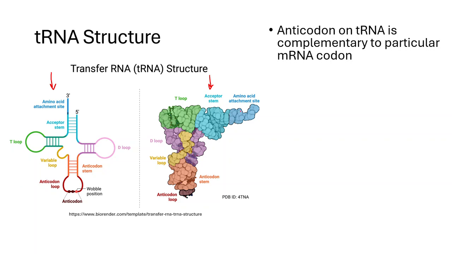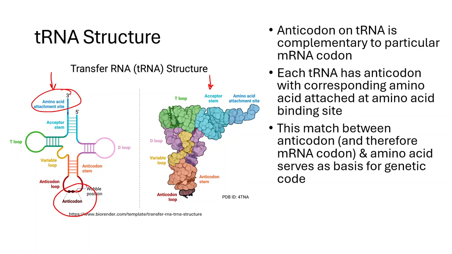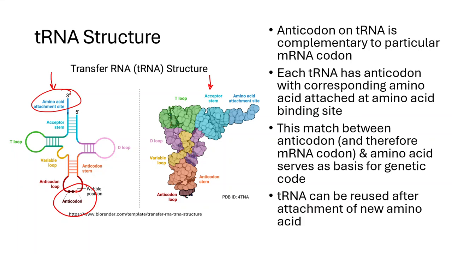The important parts of a tRNA for our purposes are the amino acid attachment site, which is where an amino acid is going to attach, as well as the anticodon. So depending on the anticodon that it has on one end, it will have a particular amino acid attached to the other end. And this match between a particular anticodon, which is going to be complementary to a specific mRNA codon, and the amino acid that's attached to the other end is going to be the basis of the genetic code in organisms.